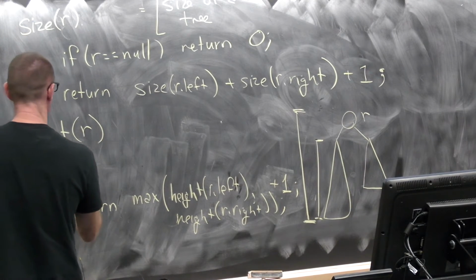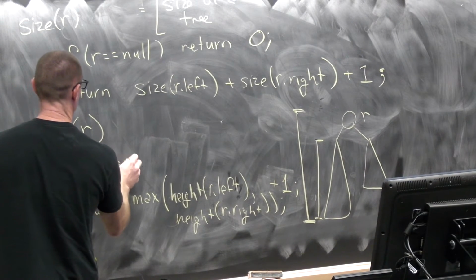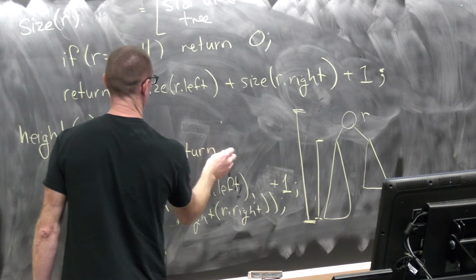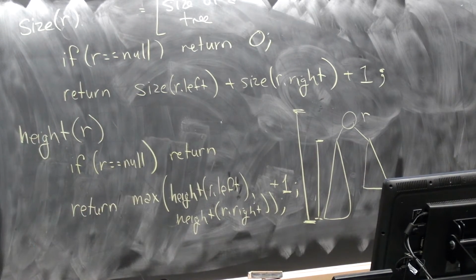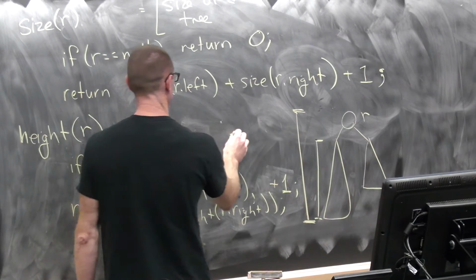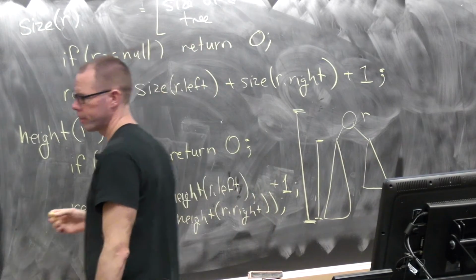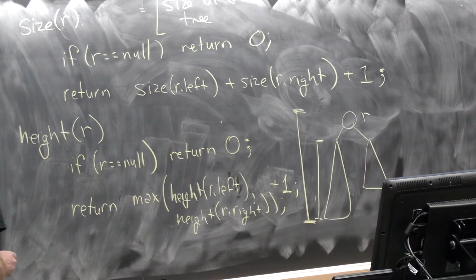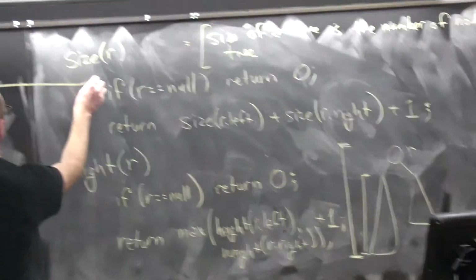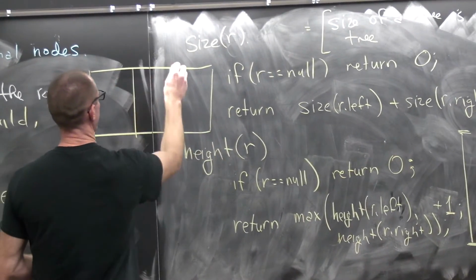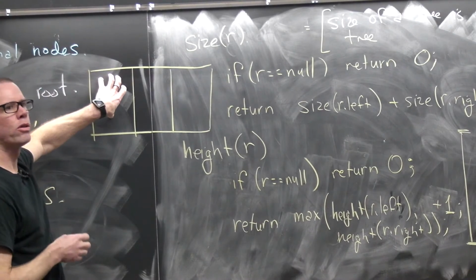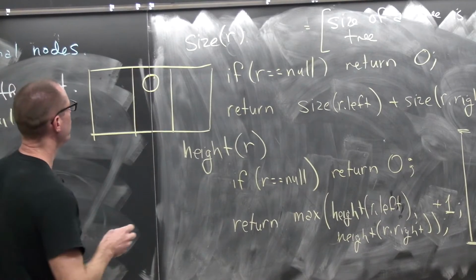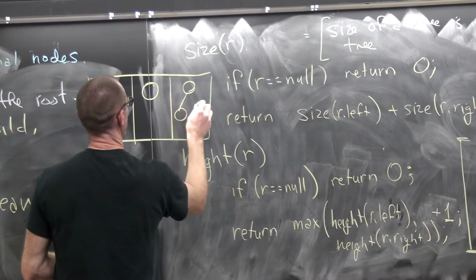So you say the same base case, meaning if r equals null, then we return what? Return 0. Let's check that. So let me draw a couple of trees here. In this box is a picture of a tree. In this box is a picture of a tree. And let's say in this box is a picture of a tree.